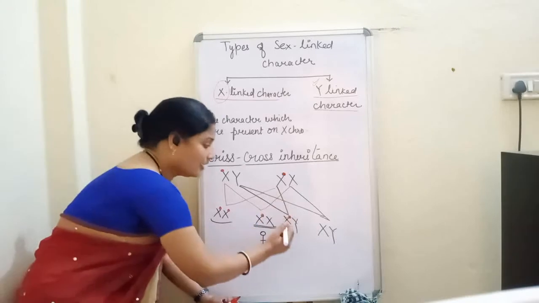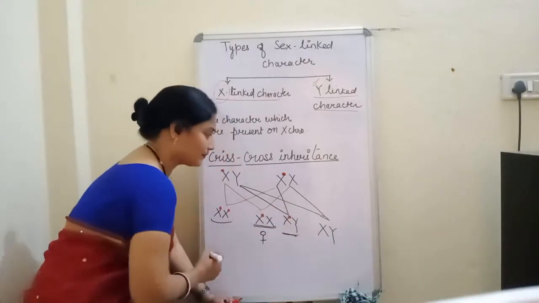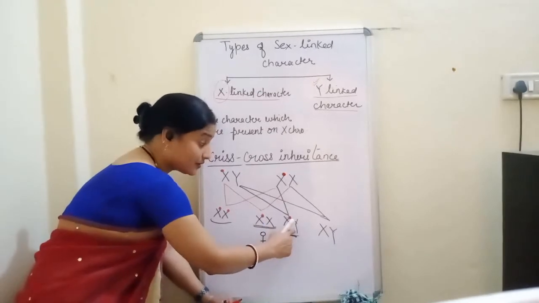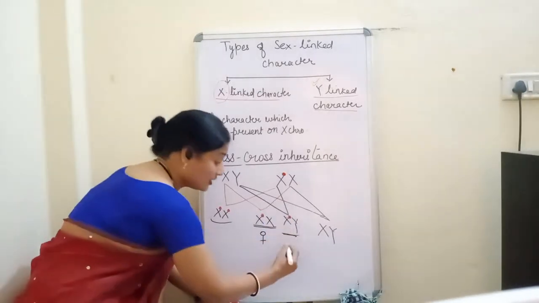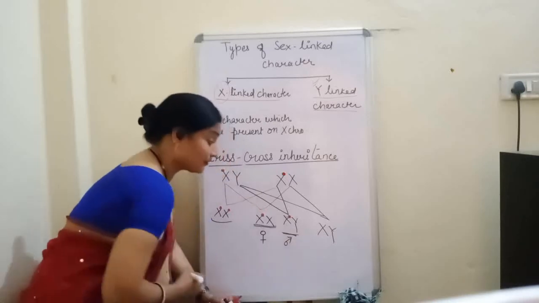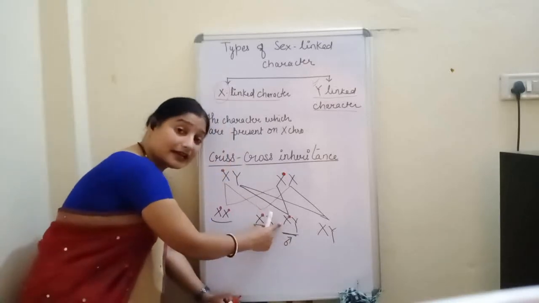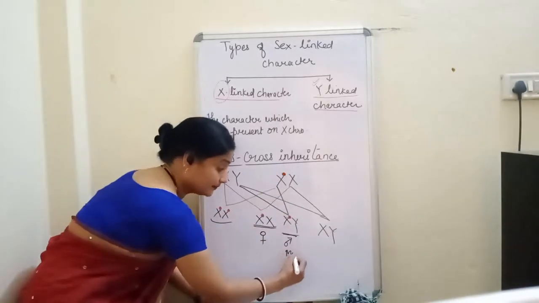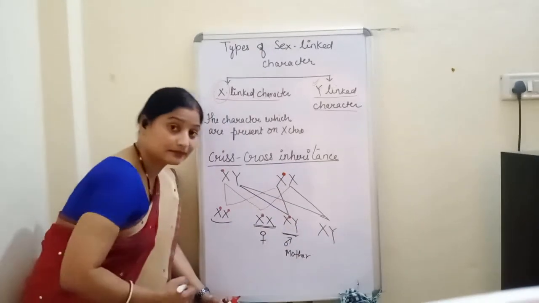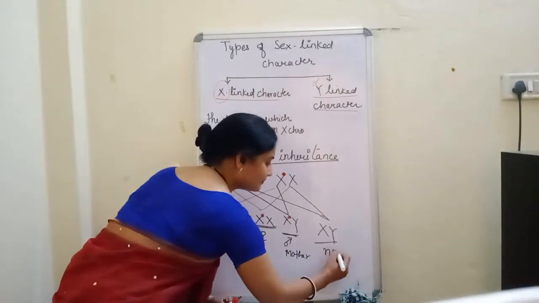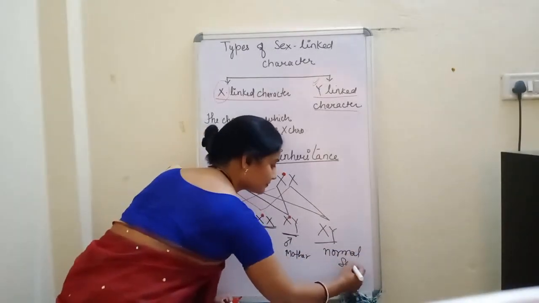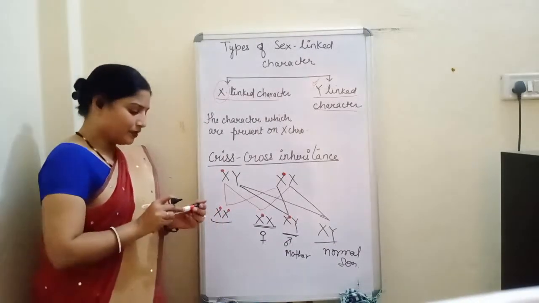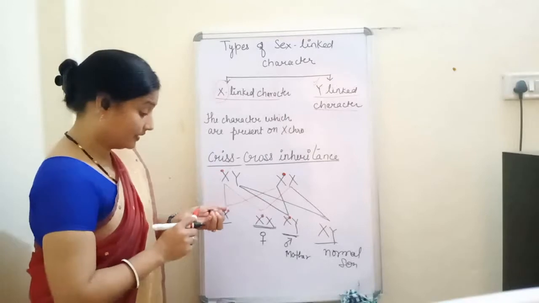Understood? Come to the third portion. It is X with the character and this is Y from the male. So it is a male child. But from where has the X-linked character come? From the mother's side. And this is a normal son. Okay. Now see, can you imagine what I wanted to tell you?